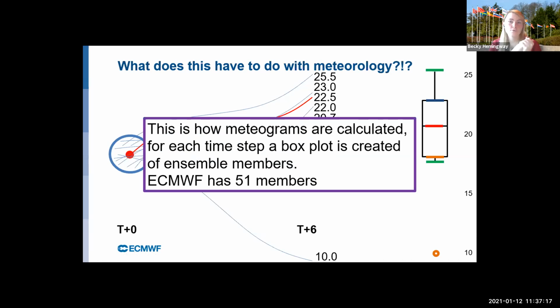Now imagine if for each time step, all you got was a list of temperature numbers. You have 51 numbers for each time step. You can't process that data. So the box plots are a great way of summarizing that data. So you can visually see what the extremes are and where the temperature is going to be most likely, or whatever wind field you're looking at.